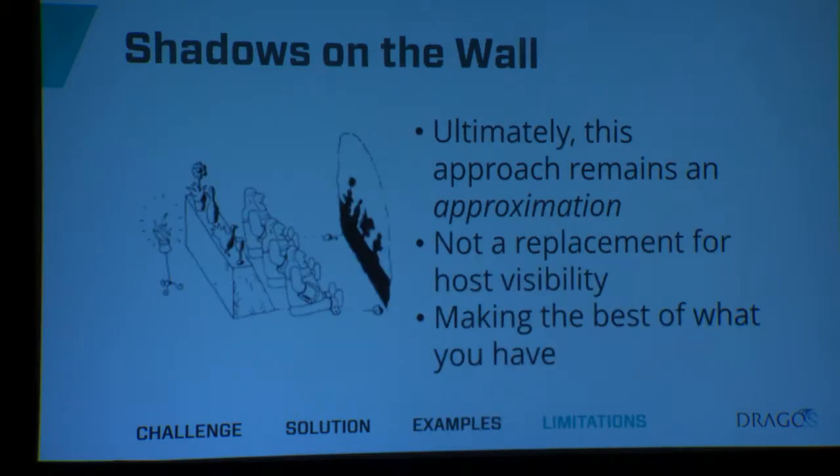That's kind of cool. Now, ultimately, we're really talking about shadows on the wall. So we're only getting part of the picture, and there's limitations to this as there are in any approach. And we're going to spend some time on this because it's important to recognize this and see how we can sort of overcome whatever gaps we have. So it's an approximation. It's not a replacement for host visibility, but it's one way of getting at least some of the way there.